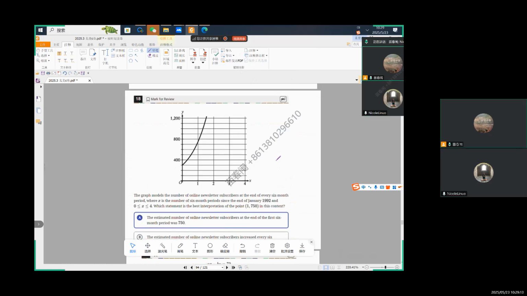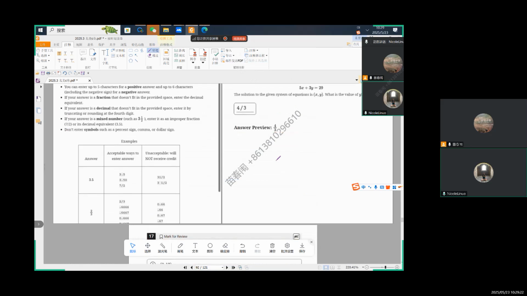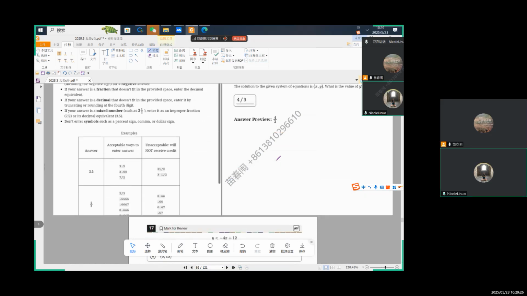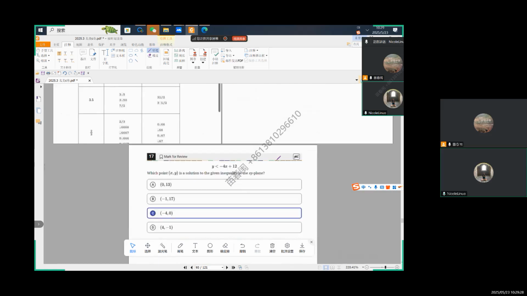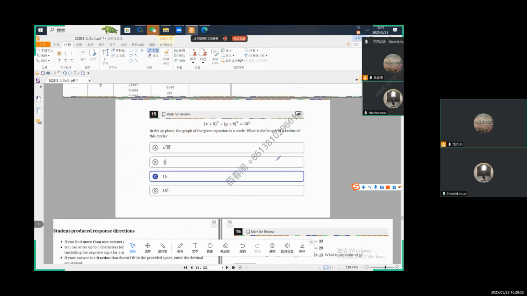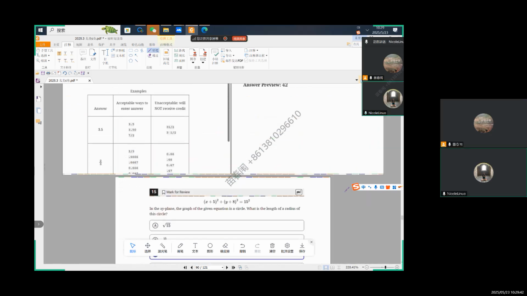Does 18 qualify for geometry? I don't think so, but I can get it right, I think. The length of the radius. 15 is okay, right? Yeah.